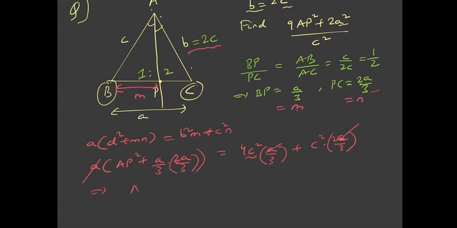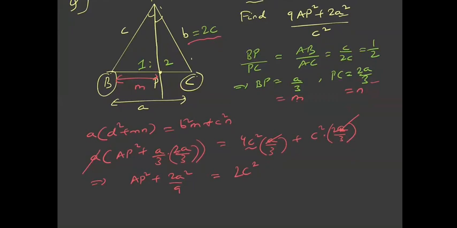Then we will get AP square plus 2a square by 9 is equals to c square is common, and this is 4 by 3 plus 2 by 3. So this is 2c square. So now let us just multiply by 9. 9 AP square plus 2a square is 18c square. So 9 AP square plus 2a square by c square is 18.